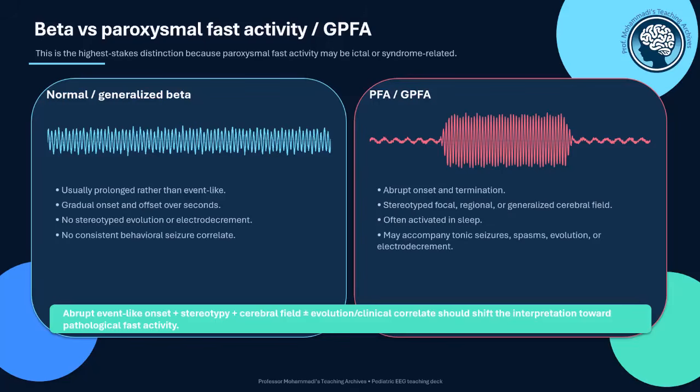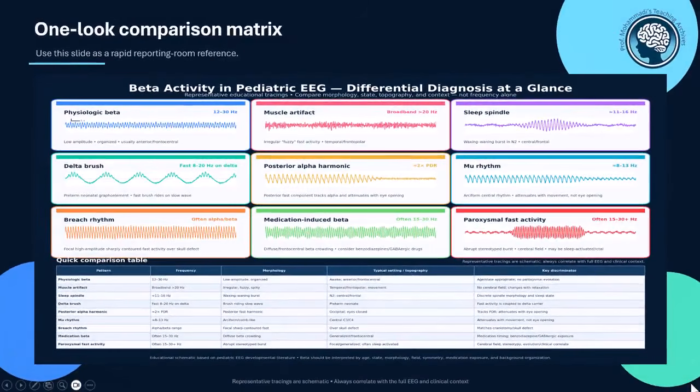The most important pattern recognition rule is therefore this: abrupt, event-like onset plus stereotypy plus a cerebral field should immediately raise concern for pathological fast activity, particularly if there is evolution or a clinical correlate. This is where frequency alone is particularly dangerous because physiological beta and epileptic fast activity may occupy overlapping frequency ranges. Next slide, please. This comparison matrix brings the major patterns together in one place.